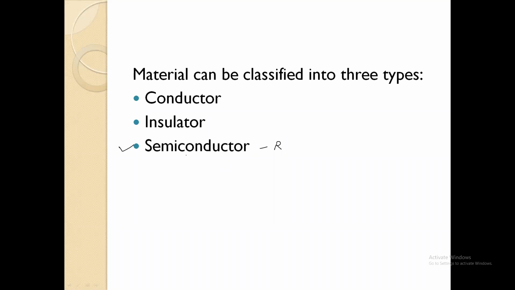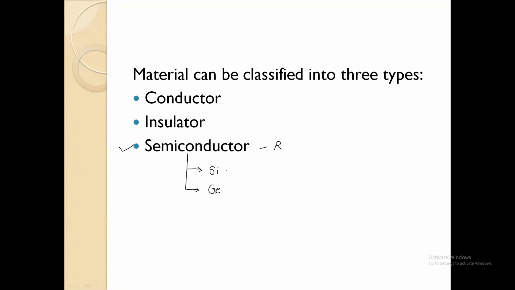And I think you may be aware of it. There are a number of semiconductor materials available, but out of these, only two semiconductor materials are widely used in the electronics field. One is silicon and another one is germanium. So these two semiconductor materials are widely used.